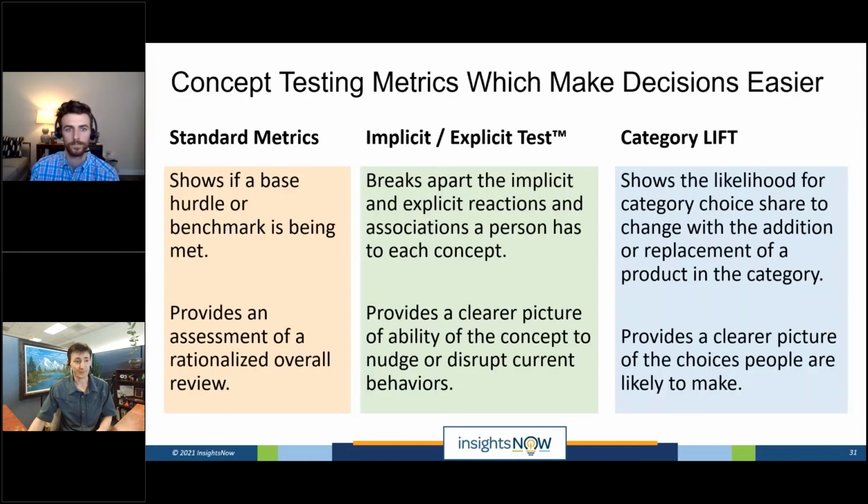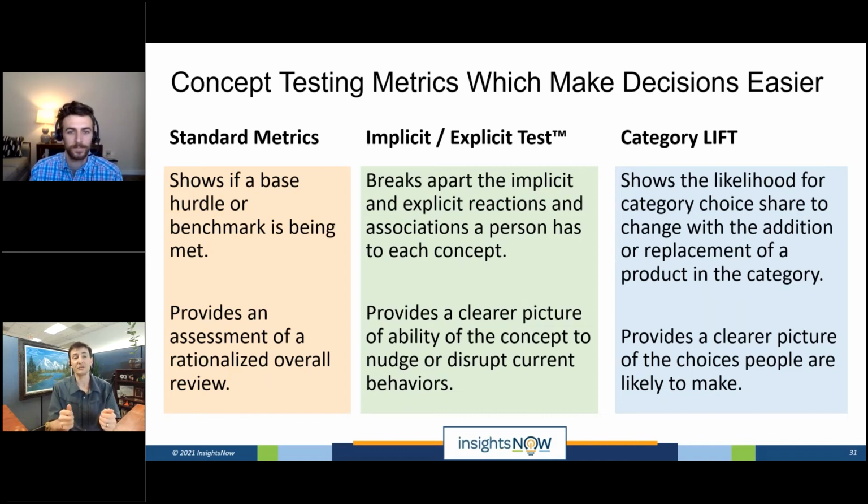Okay. So to bring this all home, standard metrics are really great at setting hurdles and benchmarks and seeing if your products are hitting those hurdles and benchmarks. So don't throw those out. They have some great value because they do help you understand historical benchmarks, and they get a good assessment of that rationalized overall review that a person has. Adding implicit and explicit helps you break apart the associations that people have that are more likely to disrupt people versus more likely to nudge people.